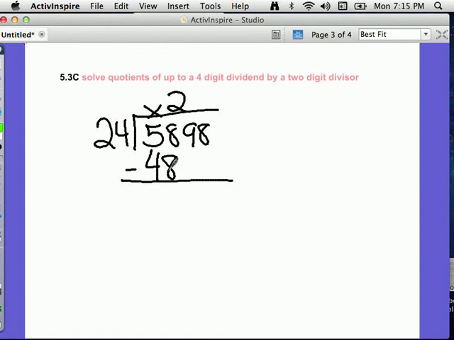So 8 minus 8 is 0. 5 minus 4 is 1. Now, we need to bring down our 9. We have 24 into 109. Again, we can use compatible numbers. 24 is close to 25. We know that there are 4 quarters in a dollar. Exactly. So 25 goes into 100 4 times.